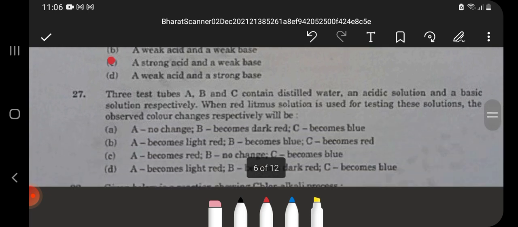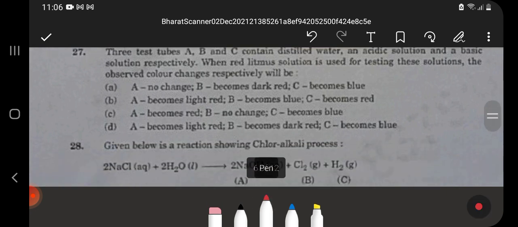27th. Three test tubes A, B and C contain distilled water, an acidic solution and a basic solution respectively. When red litmus solution is used for testing these solutions, the observed color changes respectively will be... Answer is D. A becomes light red, B becomes dark red, C becomes blue.